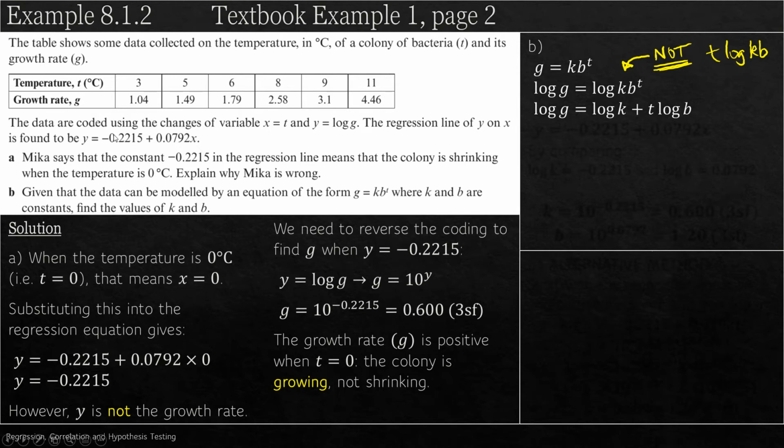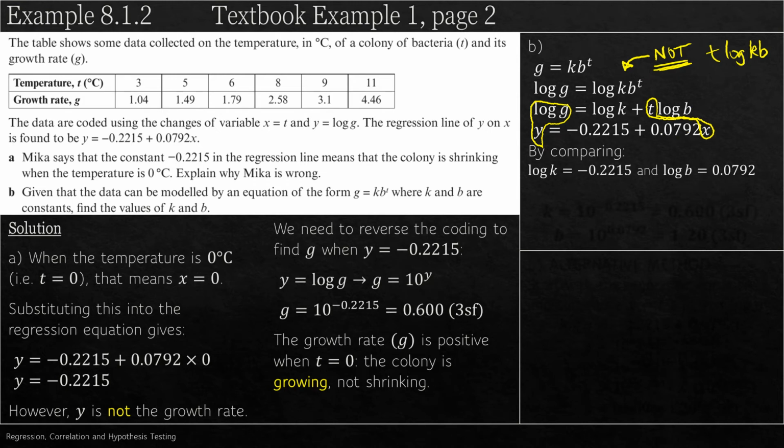Now we're going to compare that with the regression line found earlier, or given to us in the question. If we just remember what was coded, so log g became y, and t was a straight swap with x. So now comparing everything else, these two terms are both constant, they must be the same, and also log b must be the same as 0.0792. By rearranging those, we get k is 10 to the power minus 0.2215, 0.600.